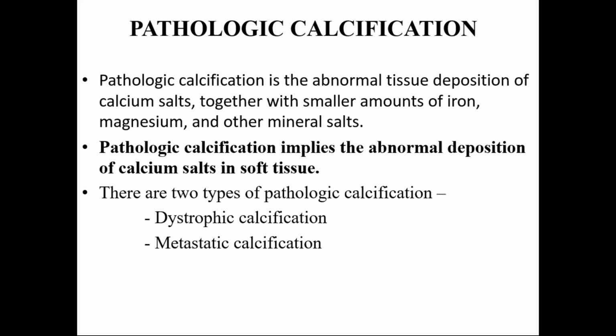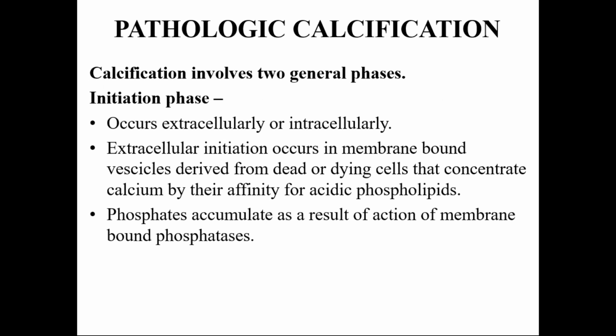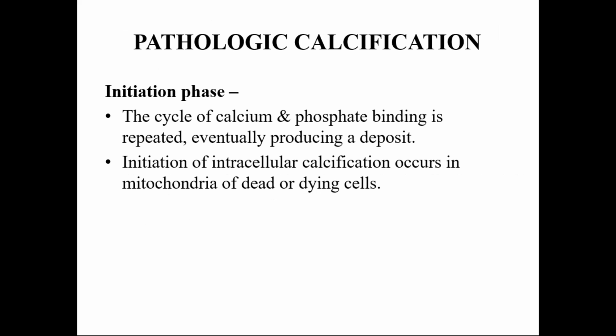There are two general phases: one is the initiation phase and the other one is the propagation phase. In the initiation phase it might occur either extracellularly or intracellularly. Extracellular initiation occurs in membrane-bound vesicles derived from dead or dying cells that concentrate calcium by their affinity for acidic phospholipids. Phosphates accumulate as a result of the action of membrane-bound phosphatases. In the initiation phase, the cycle of calcium and phosphate binding is repeated, eventually producing a deposit. Initiation of intracellular calcification occurs in mitochondria of dead or dying cells.